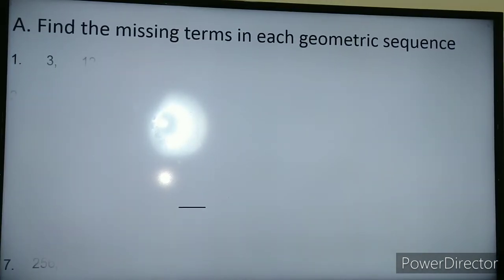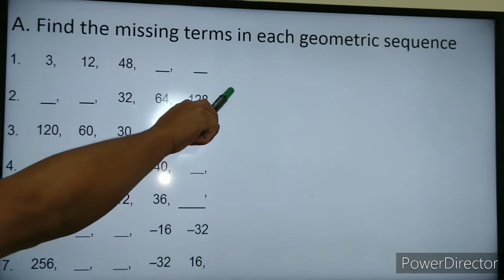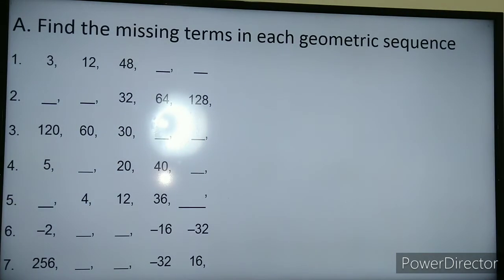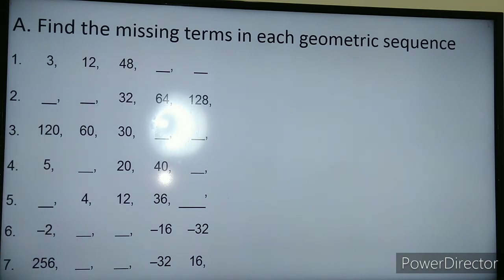In this activity, you are going to find the missing terms in each geometric sequence. How will you find it? First, determine the value of r, the common ratio. Once you have the common ratio, if the missing term is the last term, use multiplication. If the missing term is the first term, use division. Is it clear? Okay. I will give you time to answer this.